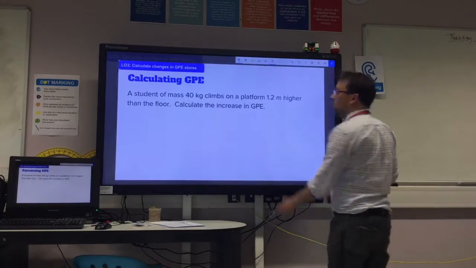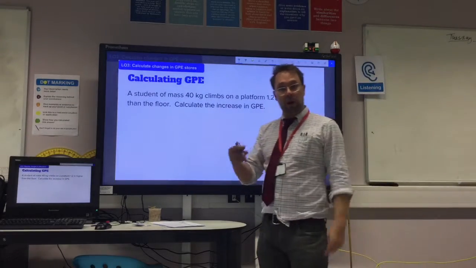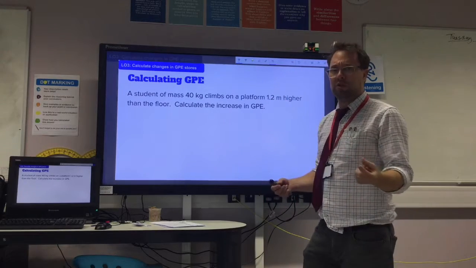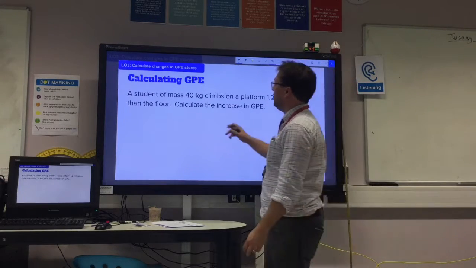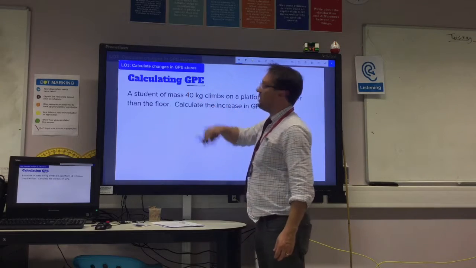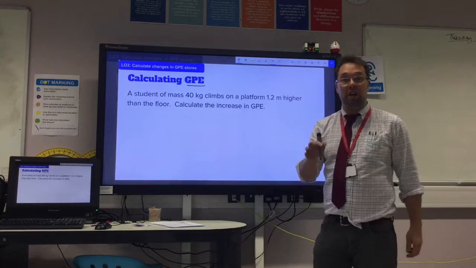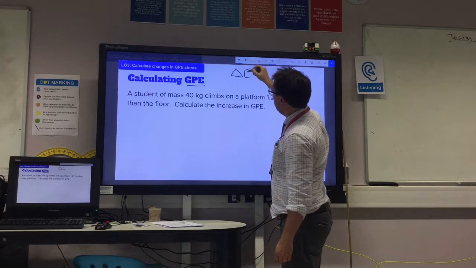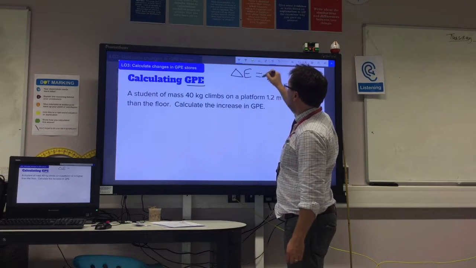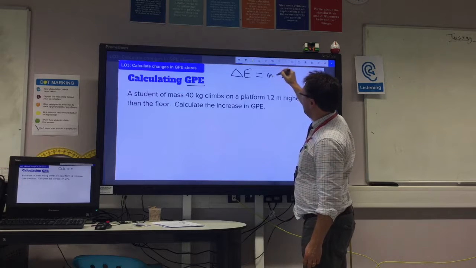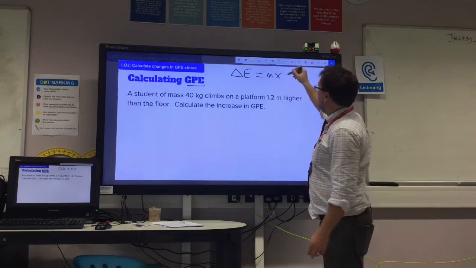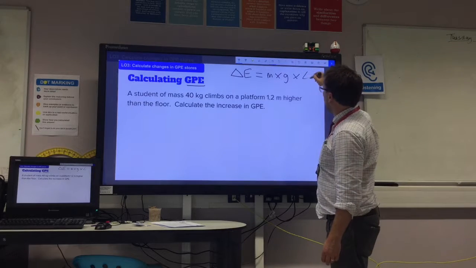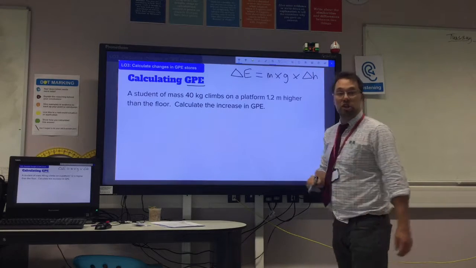So first of all, in the exam, you have to memorize these equations. You need to be able to produce this from your mind and then substitute the values in. So the first thing I'm going to do, as soon as I see that this is a gravitational potential energy question, I'm going to write down the formula I'm going to use, and that is going to be delta E for change in energy equals the mass of the object multiplied by gravitational field strength multiplied by delta H, which is our change in height.